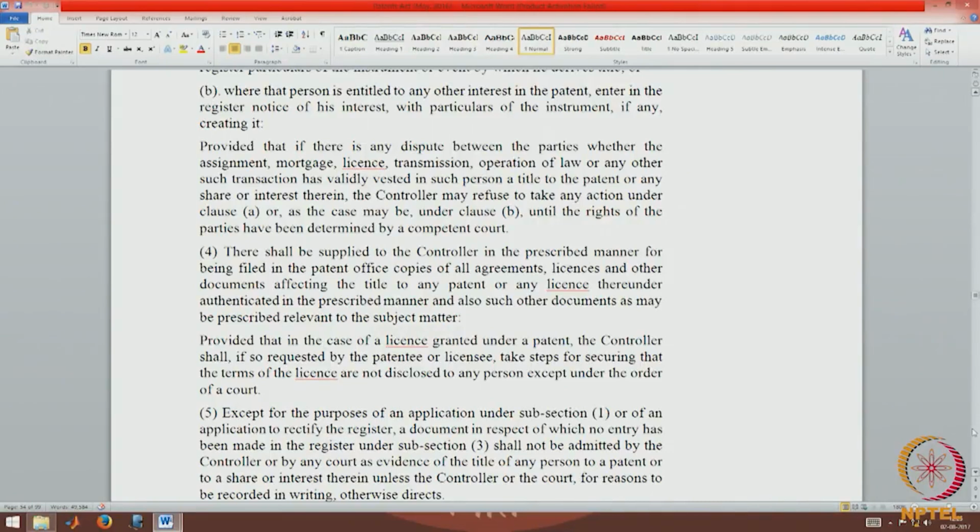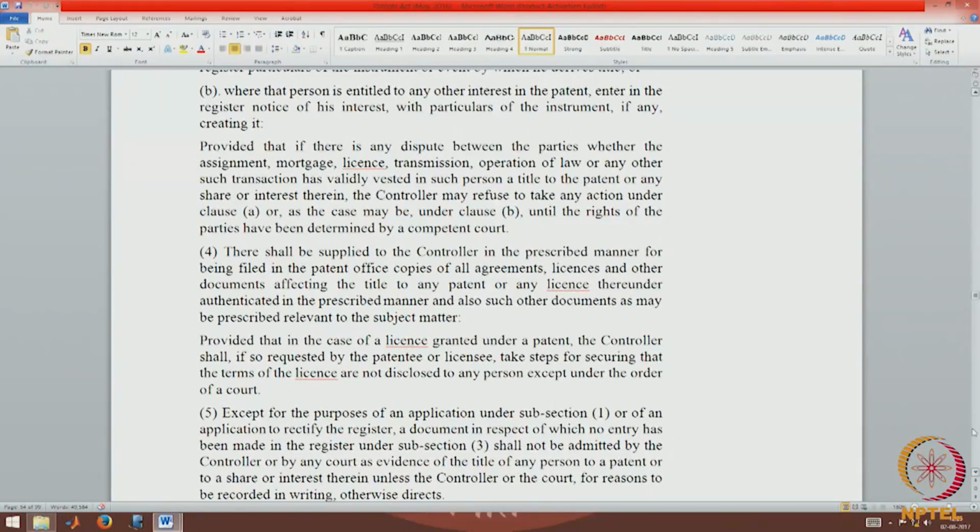4. There shall be supplied to the controller in the prescribed manner for being filed in the patent copies of all agreements etc. affecting the title or to any patent or any license thereunder authenticated in the prescribed manner, which simply states that you will have to supply copies of the agreements or licenses based on which the change or the person gets entitled to a right.